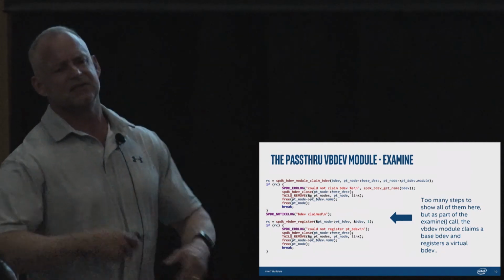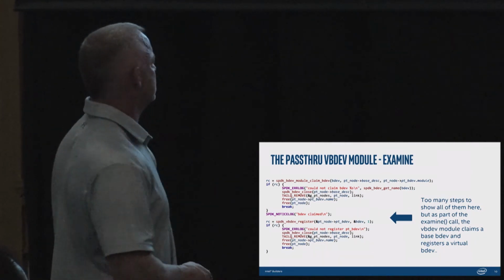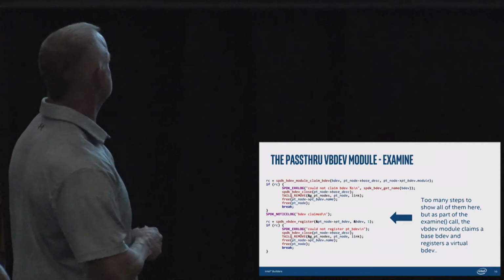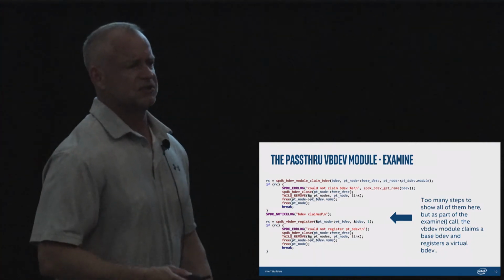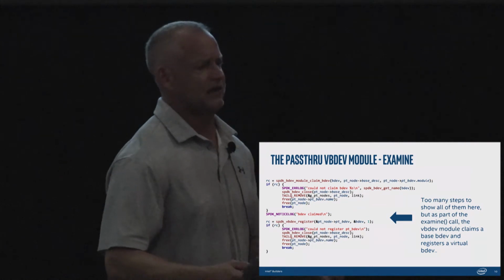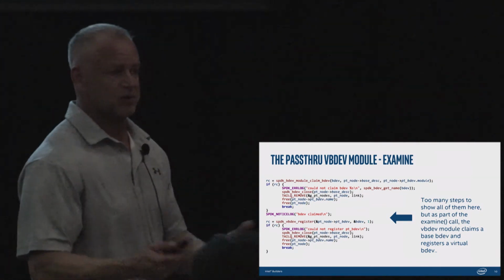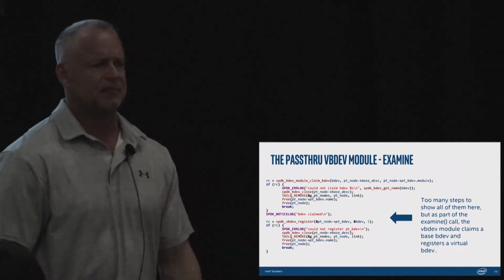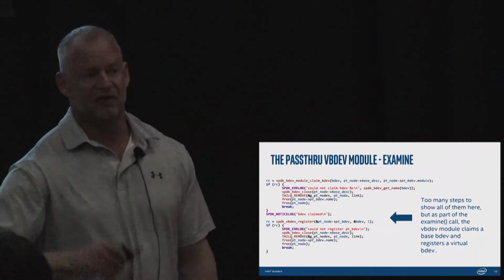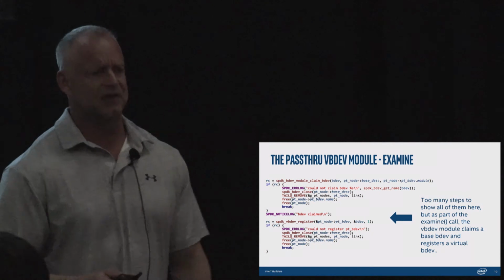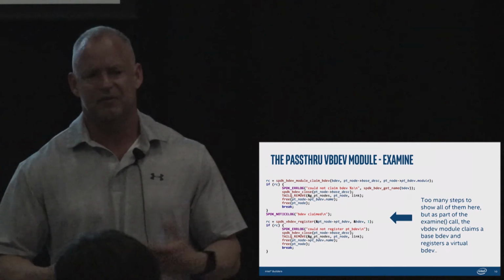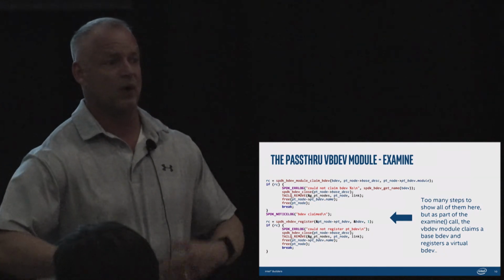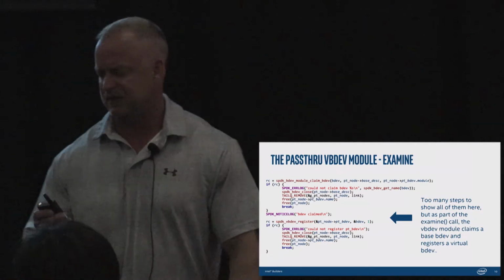After you claim it and you fill in some structures, you do all your housekeeping, the next thing you do is a vBDEV register. And this is where you're telling the block device abstraction layer, all right, I've got a new BDEV. It's a virtual BDEV, but again, it's the same structure. You're just saying, I've got a BDEV, see if anybody else wants to use it. And now everybody else is going to look at the BDEV that you just registered and decide if they want to claim it or if they want to do something else with it based on whatever logic they've got in their examine function.